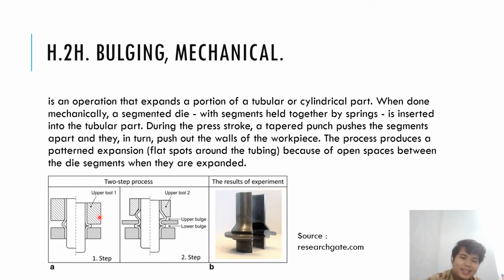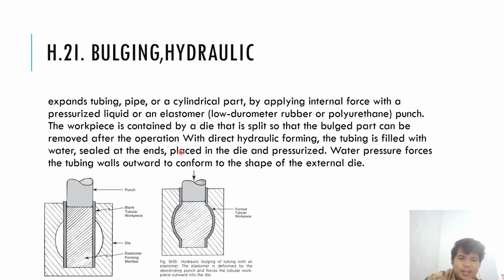We can see here the upper tool is going to be like the die, and the die here is going to be held, and then it's going to be pushed so the wall of the bulging can be started. And the sheet here is going to be pushed to the bulge, so it's going to be a double bulge. So the wall inside is going to be pushed by the mandrel here. That's all.